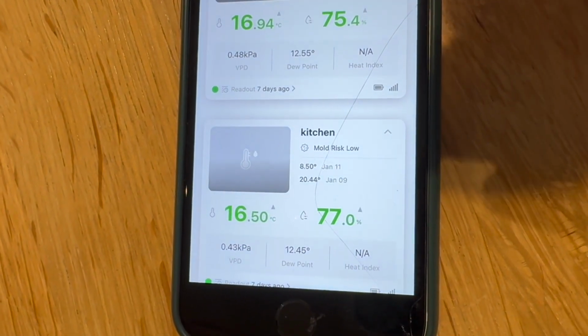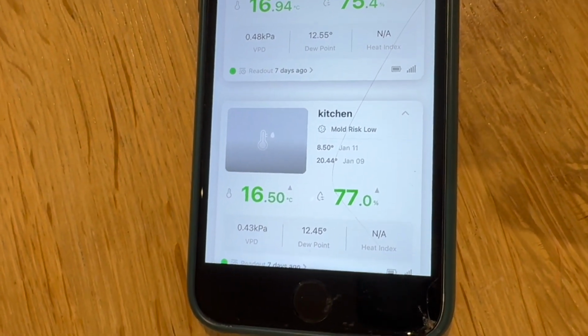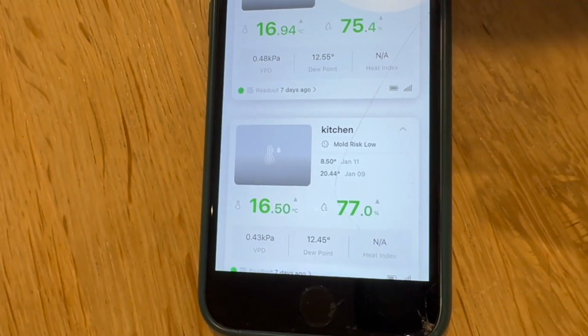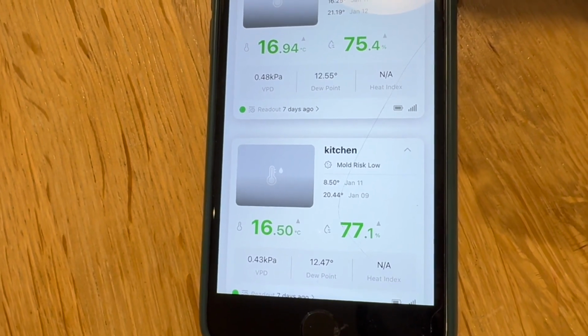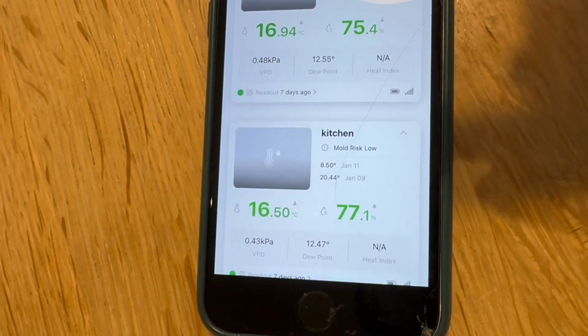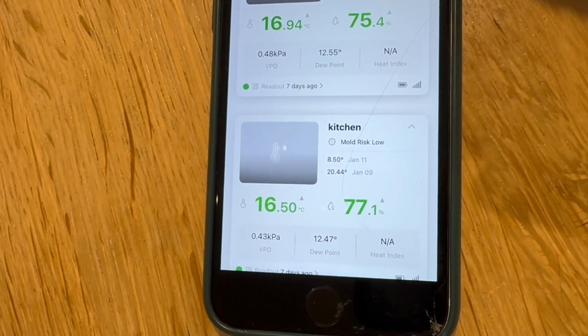So we were talking about how the temperature of the bay wall was 9 degrees centigrade compared to the living room, which was 20-ish. So that 11 degrees centigrade is a massive difference. And roughly speaking, every 1 degree centigrade drop in temperature increases relative humidity by 5%. So that's an extra 55%.